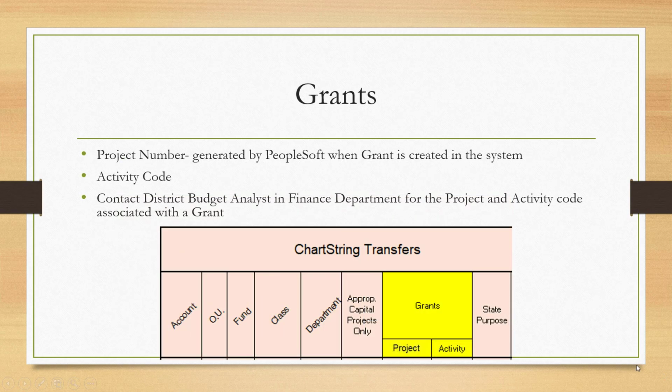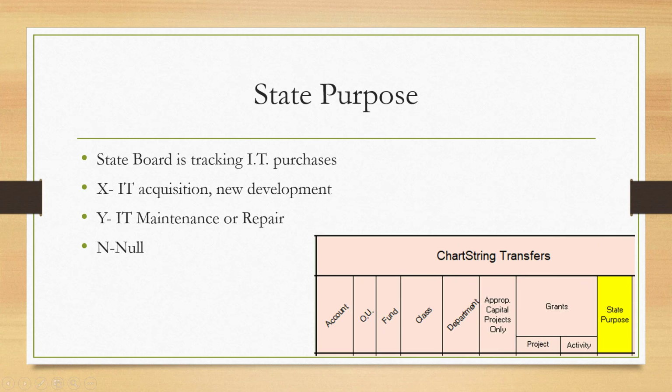Next is the grant project and activity chart fields. You will only fill in this chart field if you are spending grant funds, otherwise they will remain blank. To find out the project and activity numbers associated with your grant, please contact the district budget analyst in the finance department.